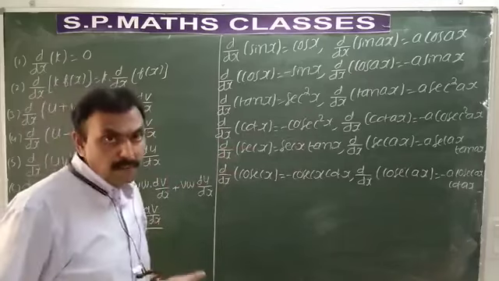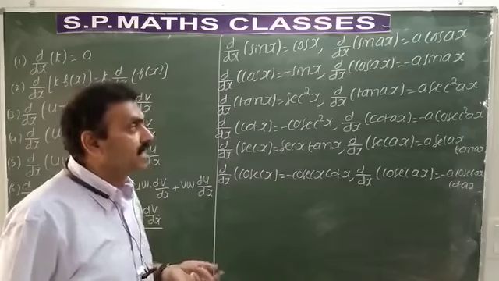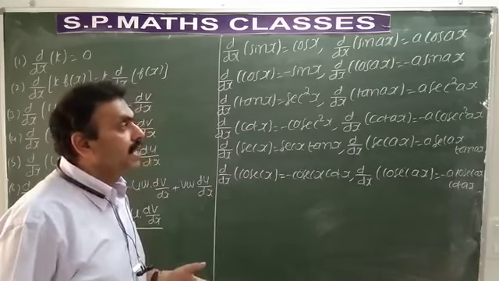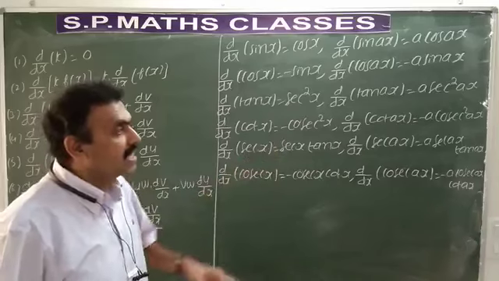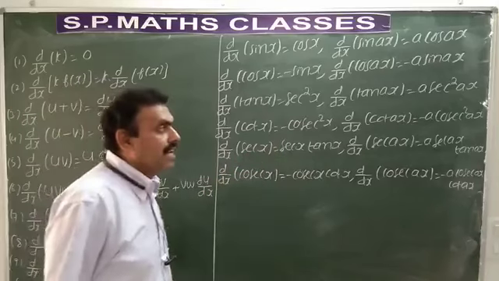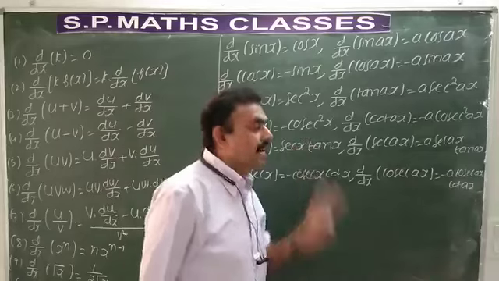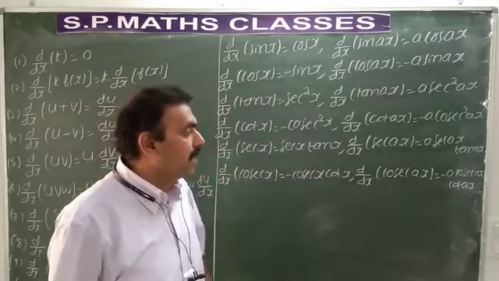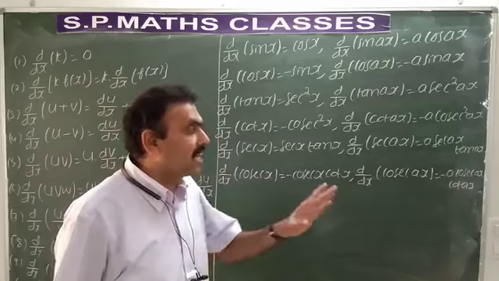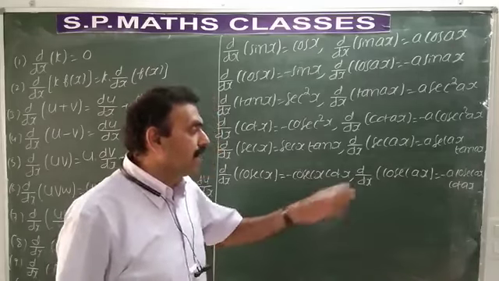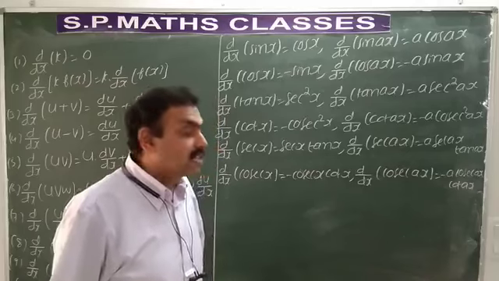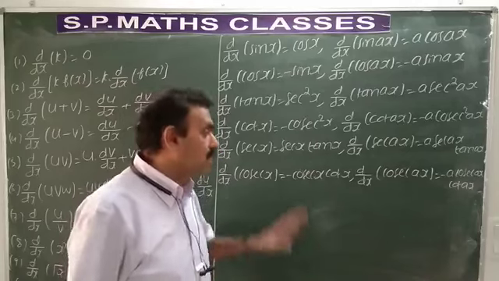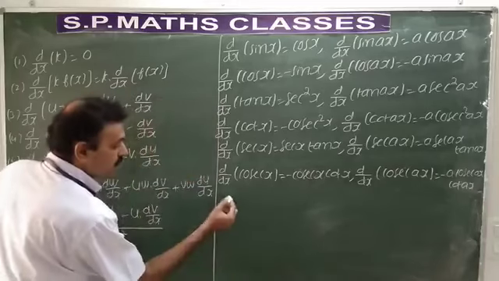Similarly, for multiple angles, d by dx of sin ax is a cos ax, d by dx of cos ax is minus a sin ax, d by dx of tan ax is a secant squared ax, d by dx of cot ax is minus a cosecant squared ax, d by dx of secant ax is a secant ax into tan ax, d by dx of cosec ax is minus a cosec ax into cot ax. That's the formula you have.